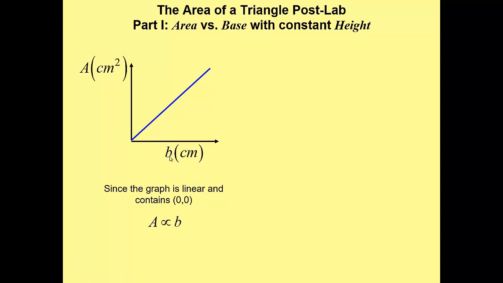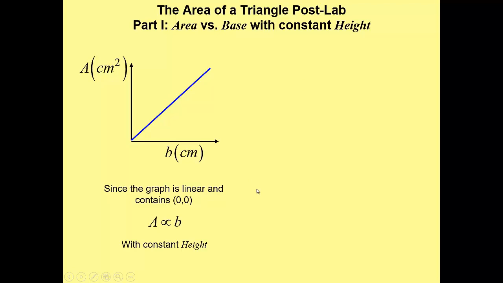So as you might have expected, a triangle with twice the base had twice the area. 3 times the base, 3 times the area. And you can probably see that in your numbers as well. This is only true, though, if you keep the height constant. Important thing here, we're only doing part of the overall relationship.